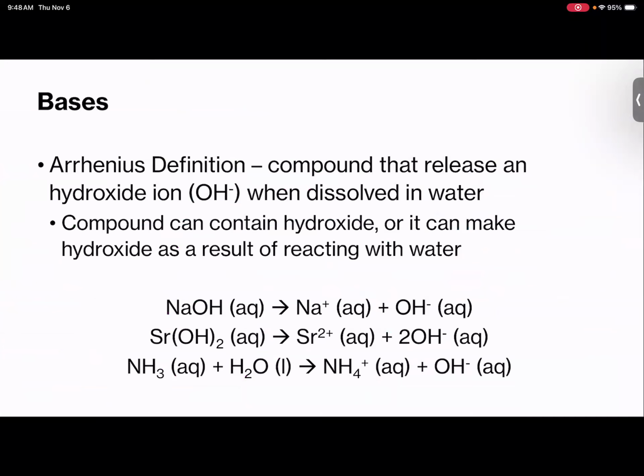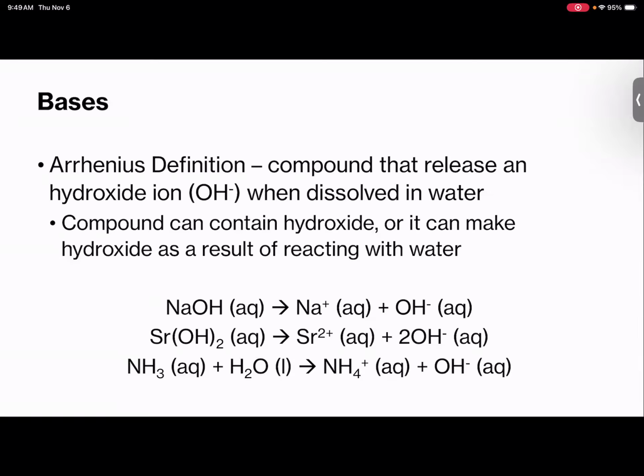The other half is the base. Again, we use the Arrhenius definition of a base when we're talking about an acid-base neutralization reaction. The Arrhenius definition of a base is that it's a hydroxide donor. Now, the hydroxide can be part of the chemical formula, such as sodium hydroxide, calcium hydroxide, barium hydroxide, potassium hydroxide. It can be part of the chemical formula, or in the case of weak bases, it can be the result of the reaction of the base with water.